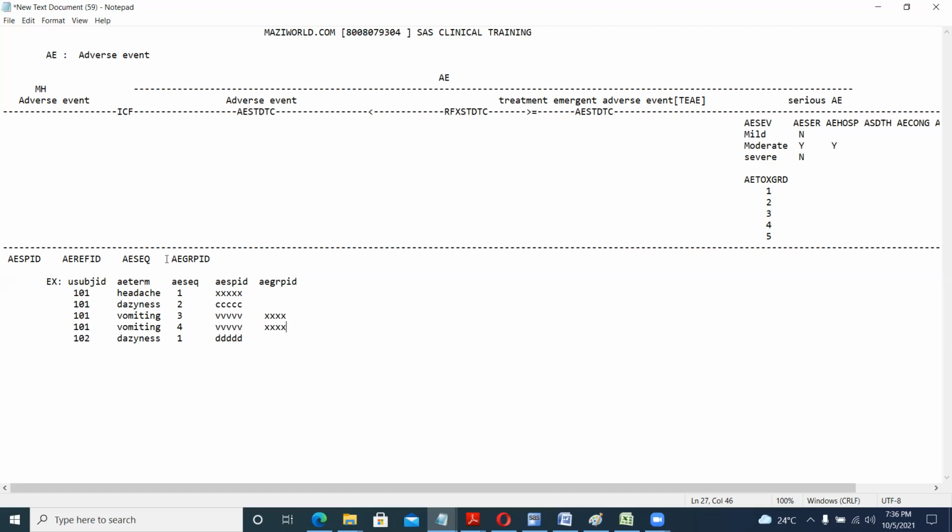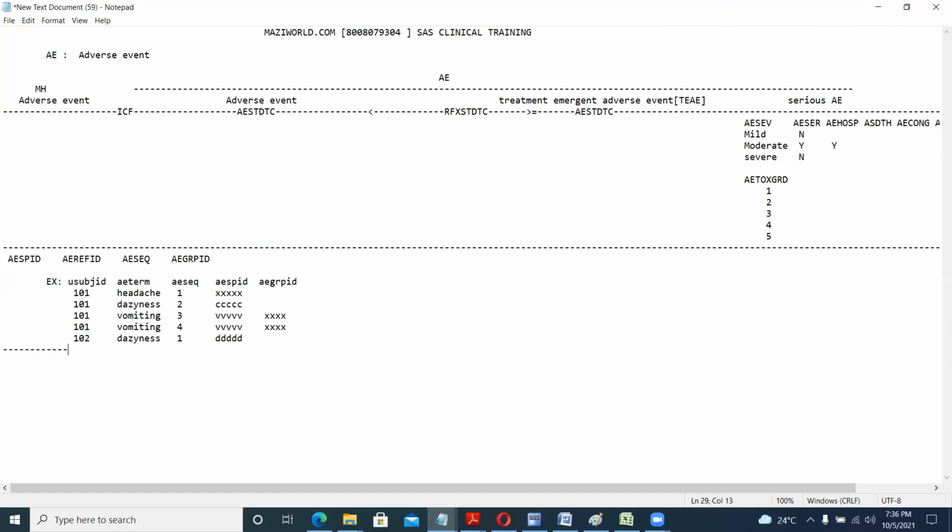Reference ID is a default ID. We need not do anything. They will provide one reference ID for the entire study. So based on that, you are going to create one reference ID. That's it. So in this way, you have the entire technique.